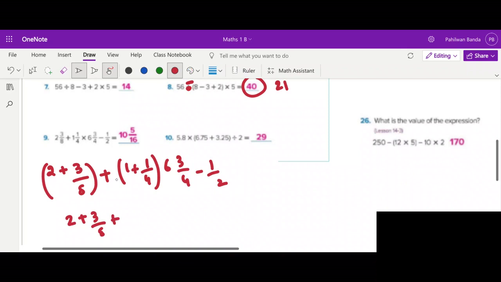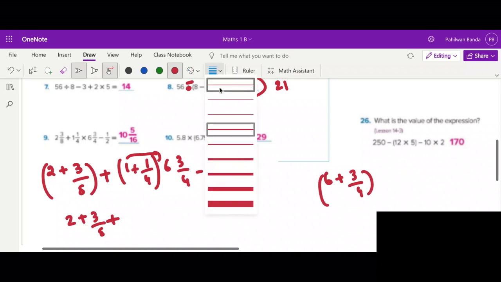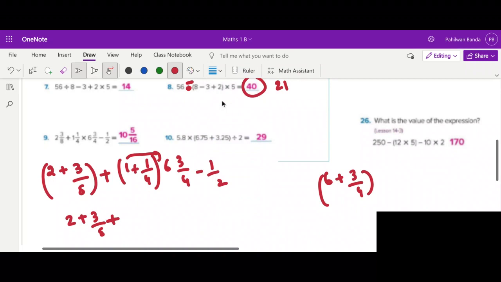2 plus 3 by 8 plus this one, first you multiply with 6 3/4. Okay. 6 3/4 can also be written like this: 6 plus 3 by 4. Let me select a smaller one. Okay. So 2 plus 3 by 8 plus 1 into 6 is 6, plus 1 into 3/4 is 3/4, plus 1/4 multiplied by 6 is 6 by 4. Again 1/4 multiplied by 3 by 4, you get 3 by 16, minus half.